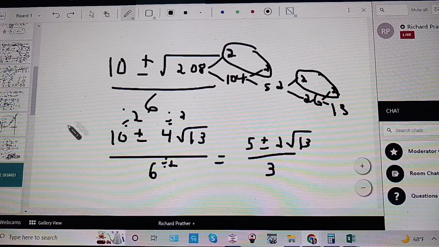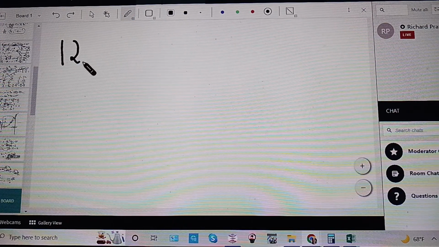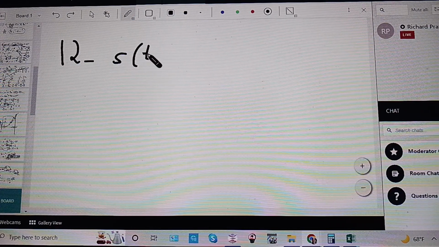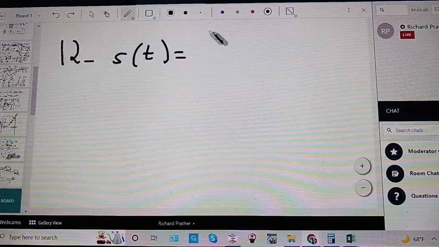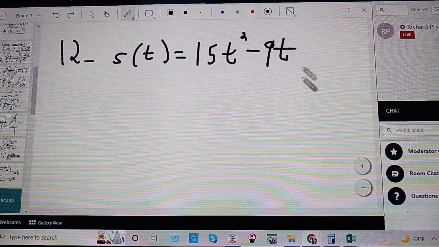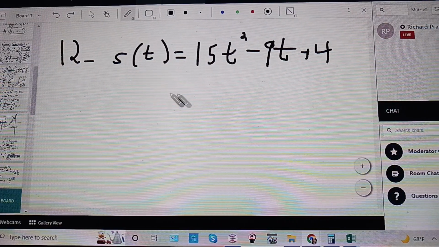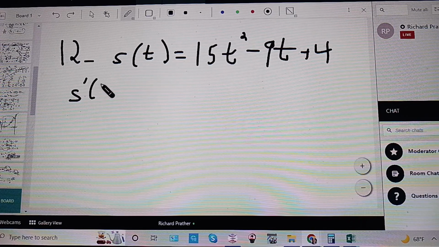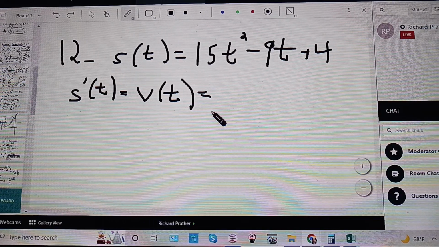So once you know that velocity is the derivative of position, take your position function, 15t squared minus 9t plus 4, I think it was, yeah. So the derivative of position is velocity. So it's just something we know from physics. Physics uses calculus all the time. So the derivative here is pretty easy.